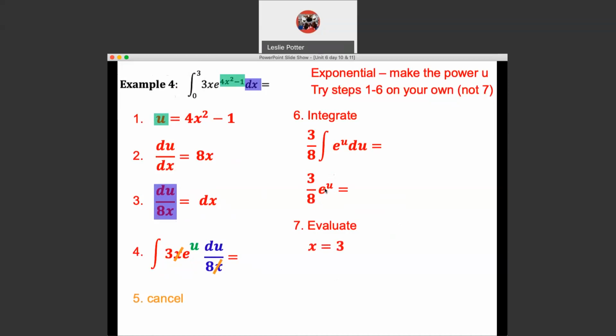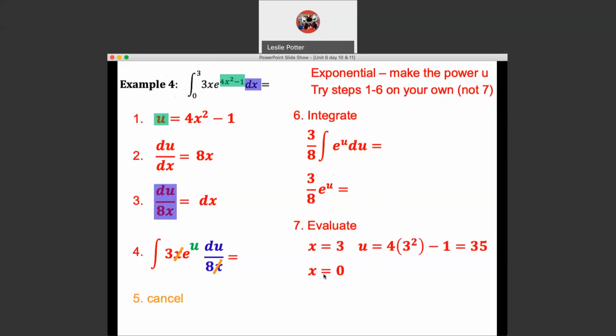And now we've got to evaluate this. This would be the antiderivative if we put plus c on the end, but we have a definite integral. So now we've got to bring back in the lower and the upper bounds. The upper bound is 3, and I've got to put it in here because that's in terms of x. So 4 times 3 squared minus 1 is 35. So the upper bound in terms of u is 35.